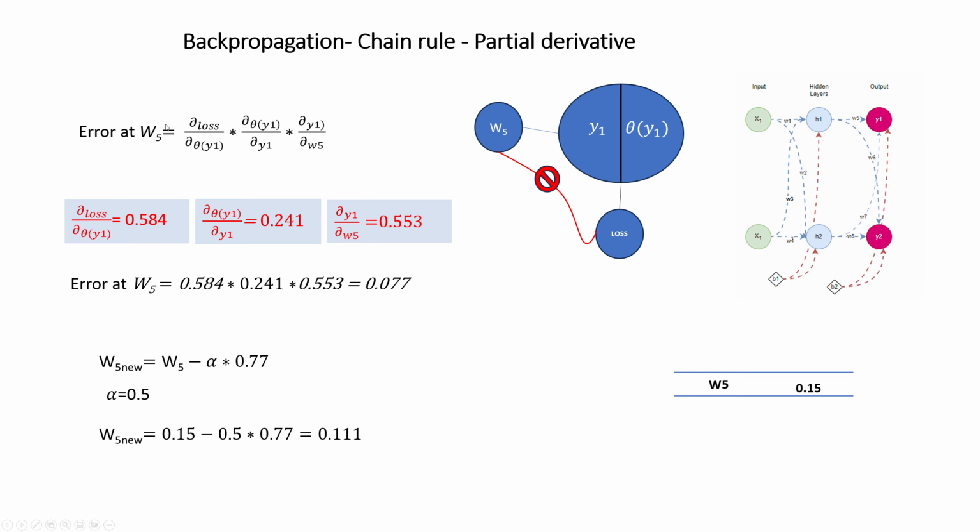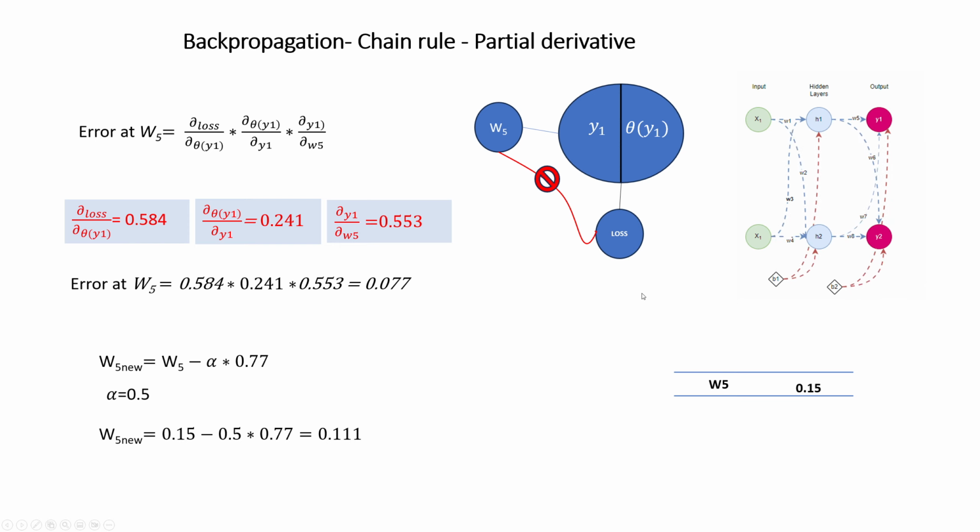Now let's go back. We have here the error at w5. So we found all of these terms. Now just multiply these values, and then calculate the new weight. The old weight 5 was, for instance, 0.15. So the updated weight will be weight 5 minus the learning rate multiplied by this value. Sorry, I guess it should be 0.0077, my mistake. And let's assume the learning rate is 0.5. So now the new weight 5 will be this.